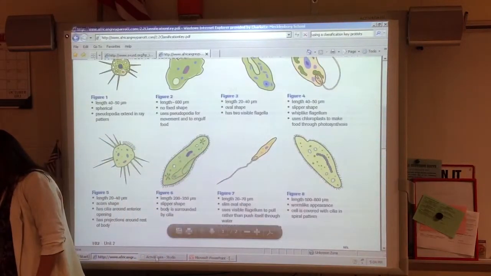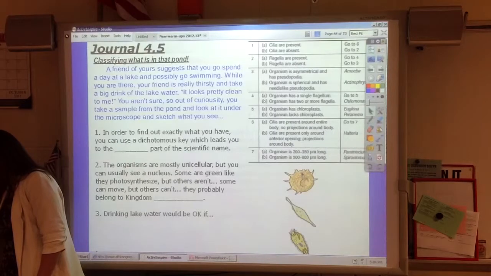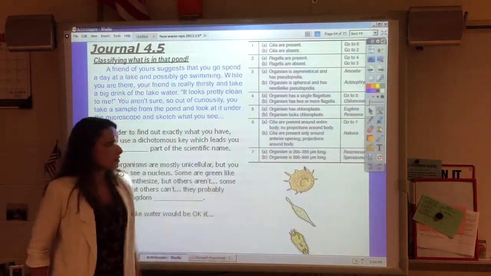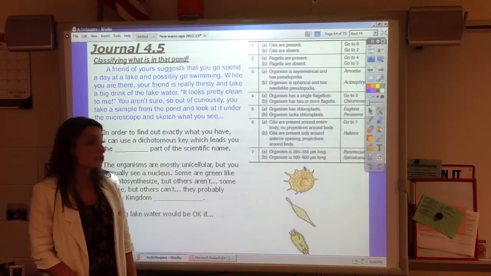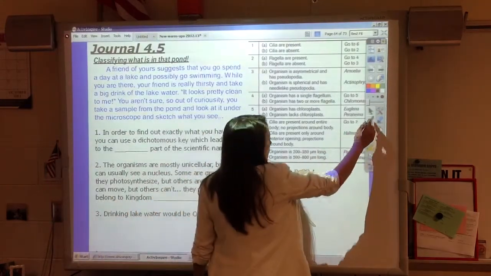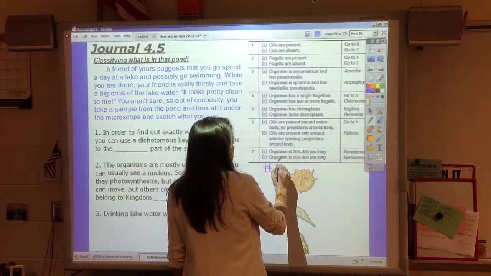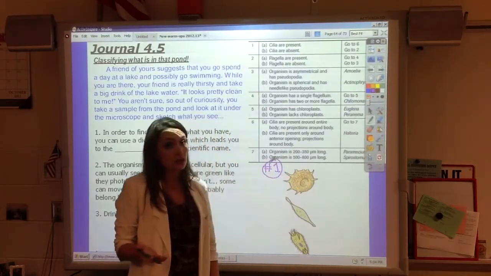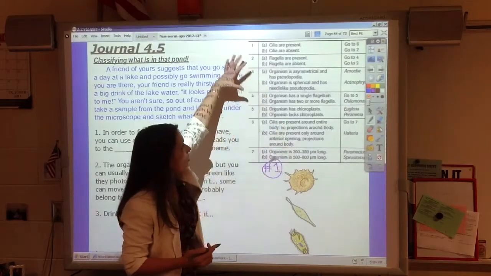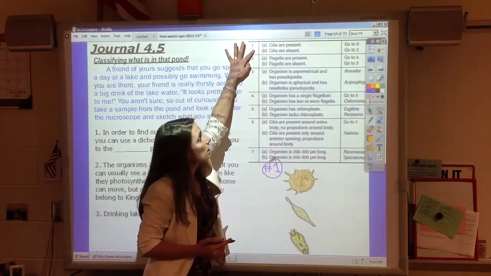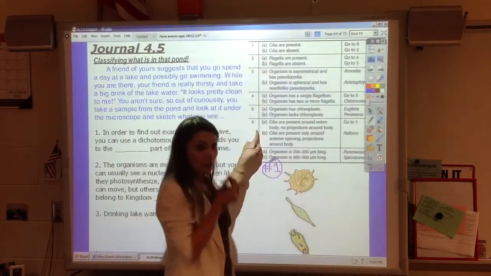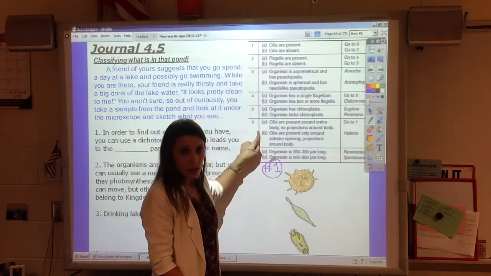If we go to our journal entry and we wanted to identify this one, what I would like you to do in your journal is actually identify this one. We'll just call it number 1. It's on the 2nd page of your sheet. And so what we want to do is figure out, are there cilia? If there are, yes, we go to number 6. So it's like following a little map. It's kind of like following directions.